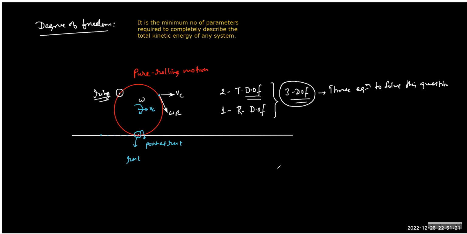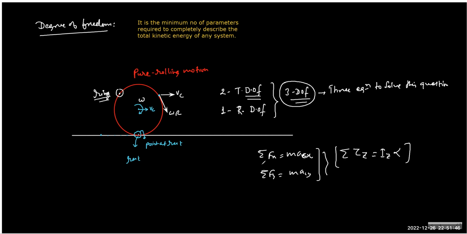You need 3 equations to solve this question. Understood? Just 3 equations. So when you solve the rotational dynamics, you write net force along x equals mass into acceleration along x for center of mass. Net force along y equals m a_cy. And net torque about the z axis, because that's the only rotation, is I_z into alpha. This is how you solve the question of rotational dynamics.